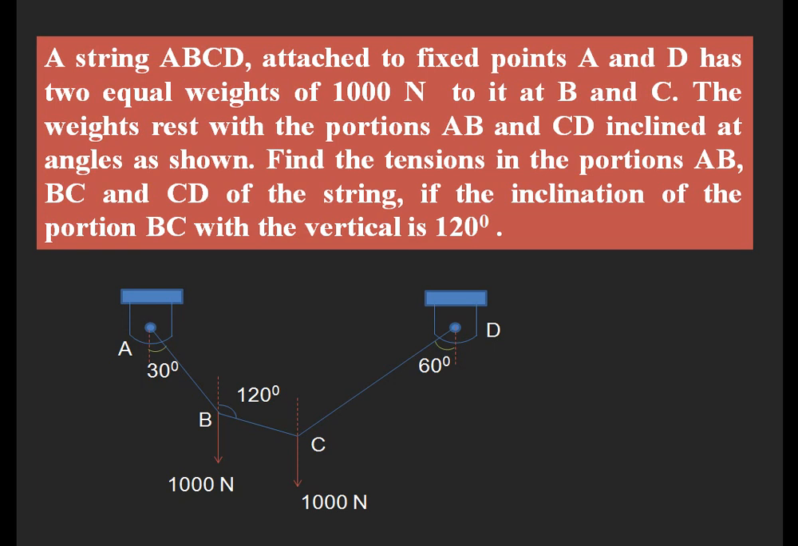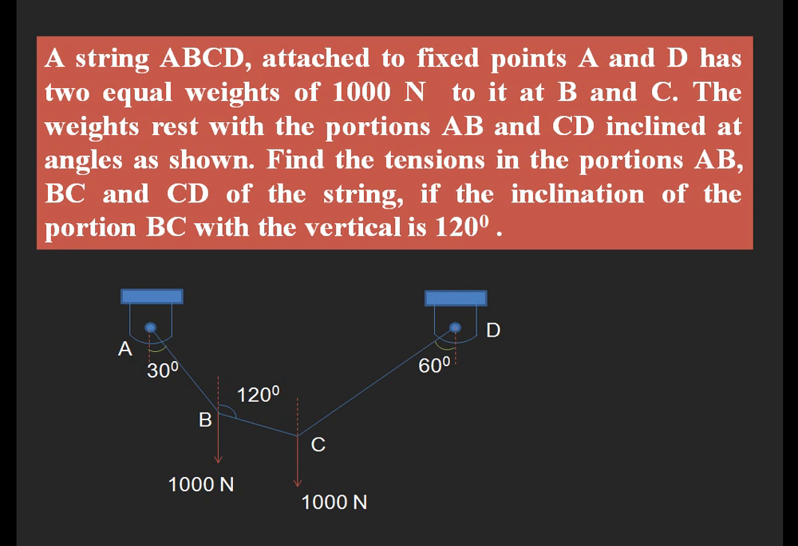So here we are going to discuss an example problem on Lami's theorem. Here the string ABCD is attached to two fixed points A and A, as shown in the figure, and two equal weights of 1000 newtons are attached at two different points, B and C. The weights rest with portions AB and CD inclined at an angle as shown.